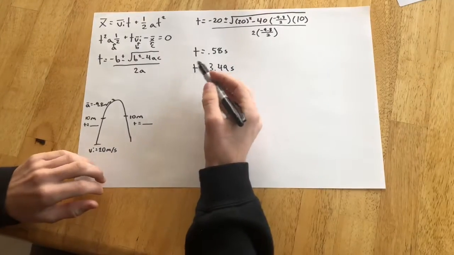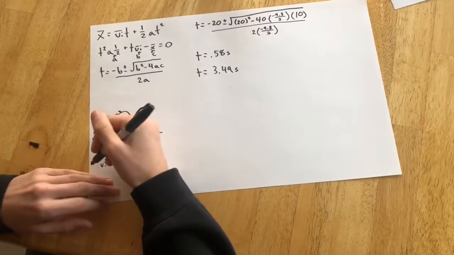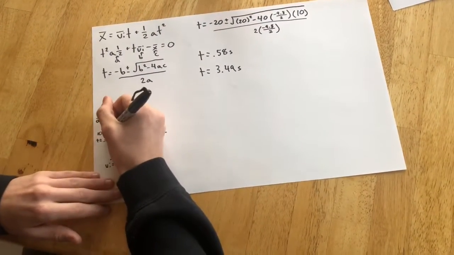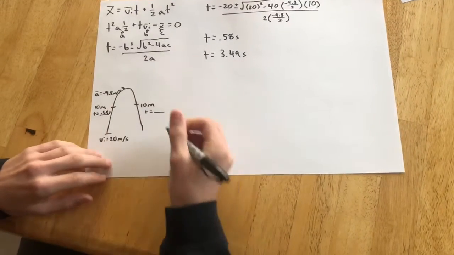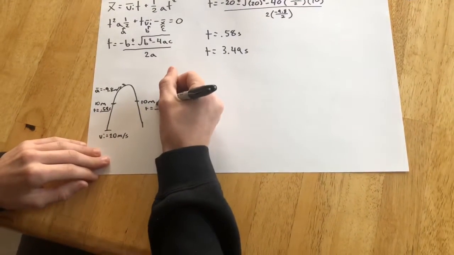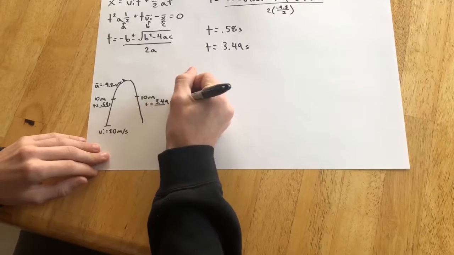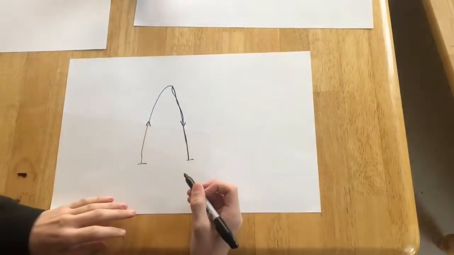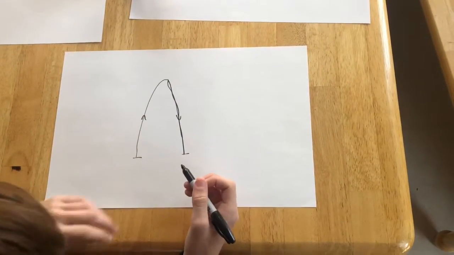So the 0.58 seconds, since that's sooner in the rocket's travel, it's going to be 0.58 seconds right here. And on the other side, it's going to be 3.49 seconds. Now we're going to recap everything we just solved for by drawing it on our diagram.